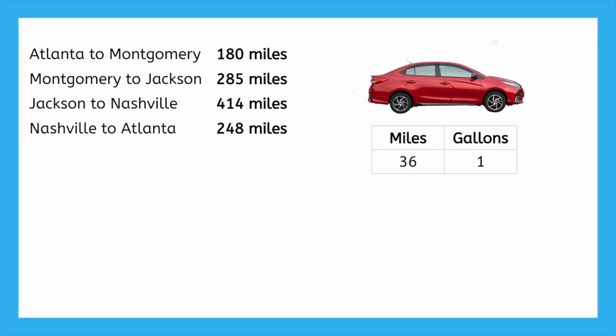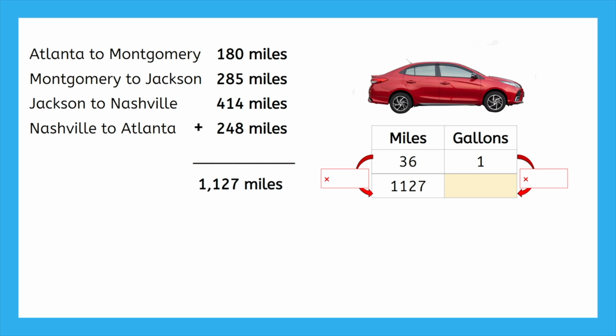If we figure out how many total miles I'll drive, I can then figure out the number of gallons we need. So let's add the miles up. 1,127 total miles. Okay, now we can use our unit rate to predict how many gallons of gas I'll need to drive between cities. These are equivalent rates, so we'll first need to figure out what number we can multiply 36 by to get 1,127.